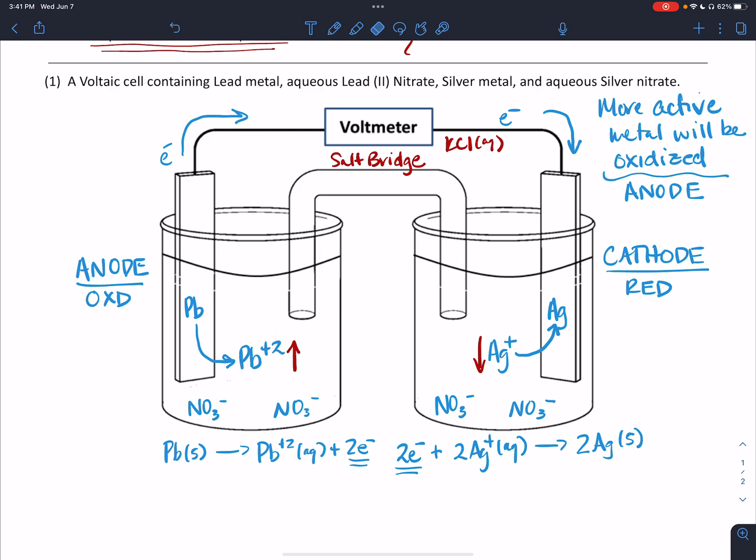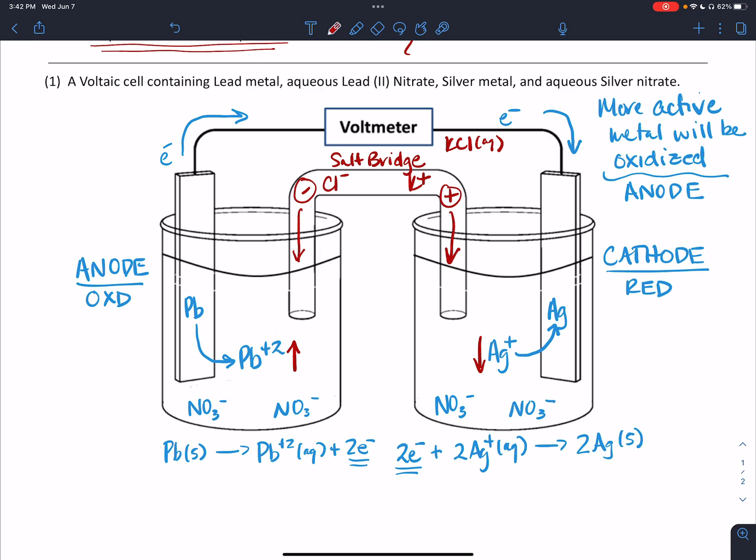So we have 2 ions as part of that KCl. Your negatively charged ion, in this case your chloride, is going to flow from the salt bridge into your anode to help counteract that growing positive charge from your lead 2 ions. At the same time, your positive ion, in this case potassium, is going to flow into your cathode to help counteract that decreasing positive charge. So the salt bridge's job is to maintain an even level of charge within your two beakers so that your electrons will continue to flow.